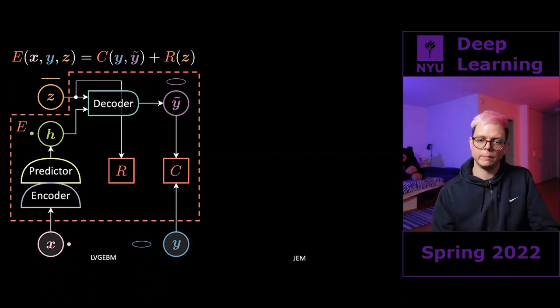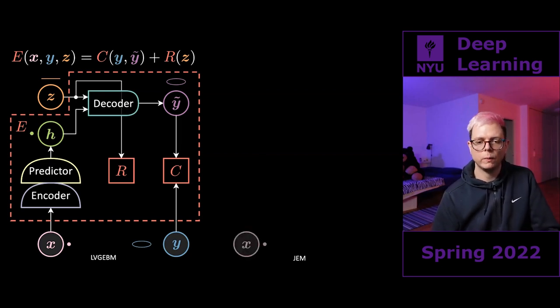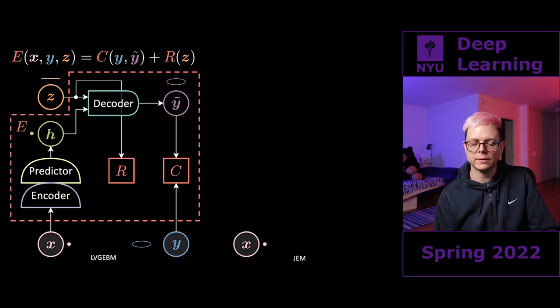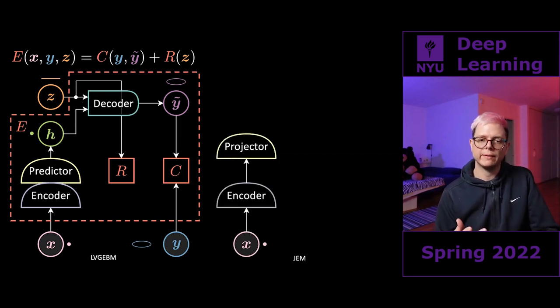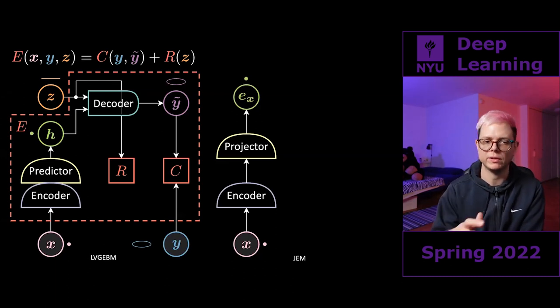On the right-hand side, I'm going to be introducing today's topic of the lesson, the joint embedding method, where we start with a point, the X. I'm going to have the encoder, I have the projector, whatever. I'm going to have this E I use for embedding, which is the same as H. Maybe I should have called it H.